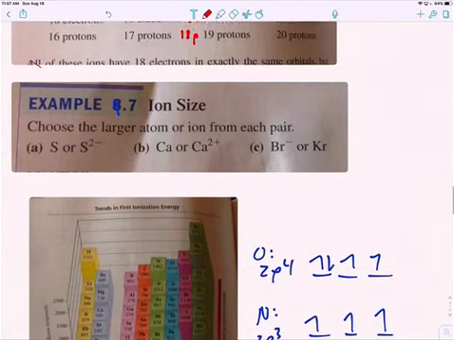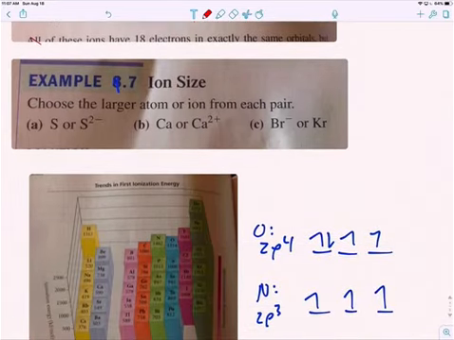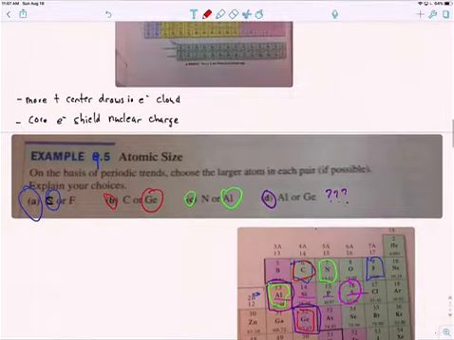So let's see if we can do this. Choose a larger atom or ion from each pair. So sulfur or sulfide. This has more electrons. It's bigger. Calcium or calcium plus 2. This has more electrons. So bromide and krypton. They have the same number of electrons. So their periodic table.